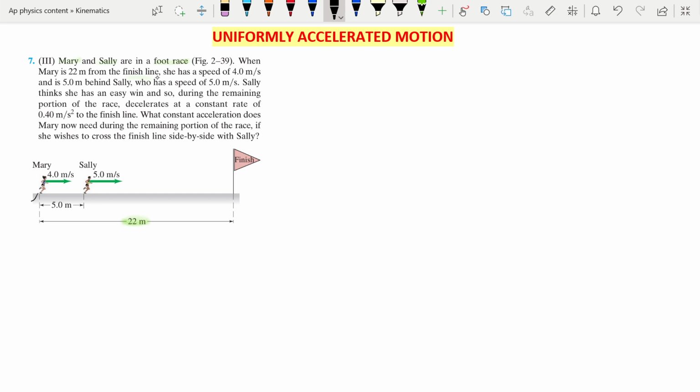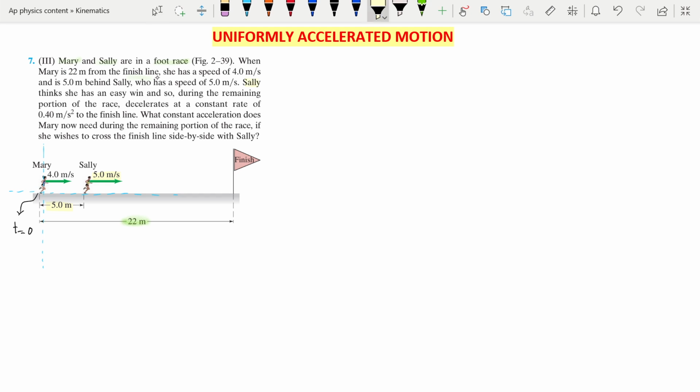So it means that at time t equals 0, if I assume this is our rectangular coordinate system, this is our reference position, the initial position. Mary right now is at the origin and she has a speed of 4 meters per second, whereas Sally's speed is 5 meters per second. And Sally is 5 meters ahead of her.